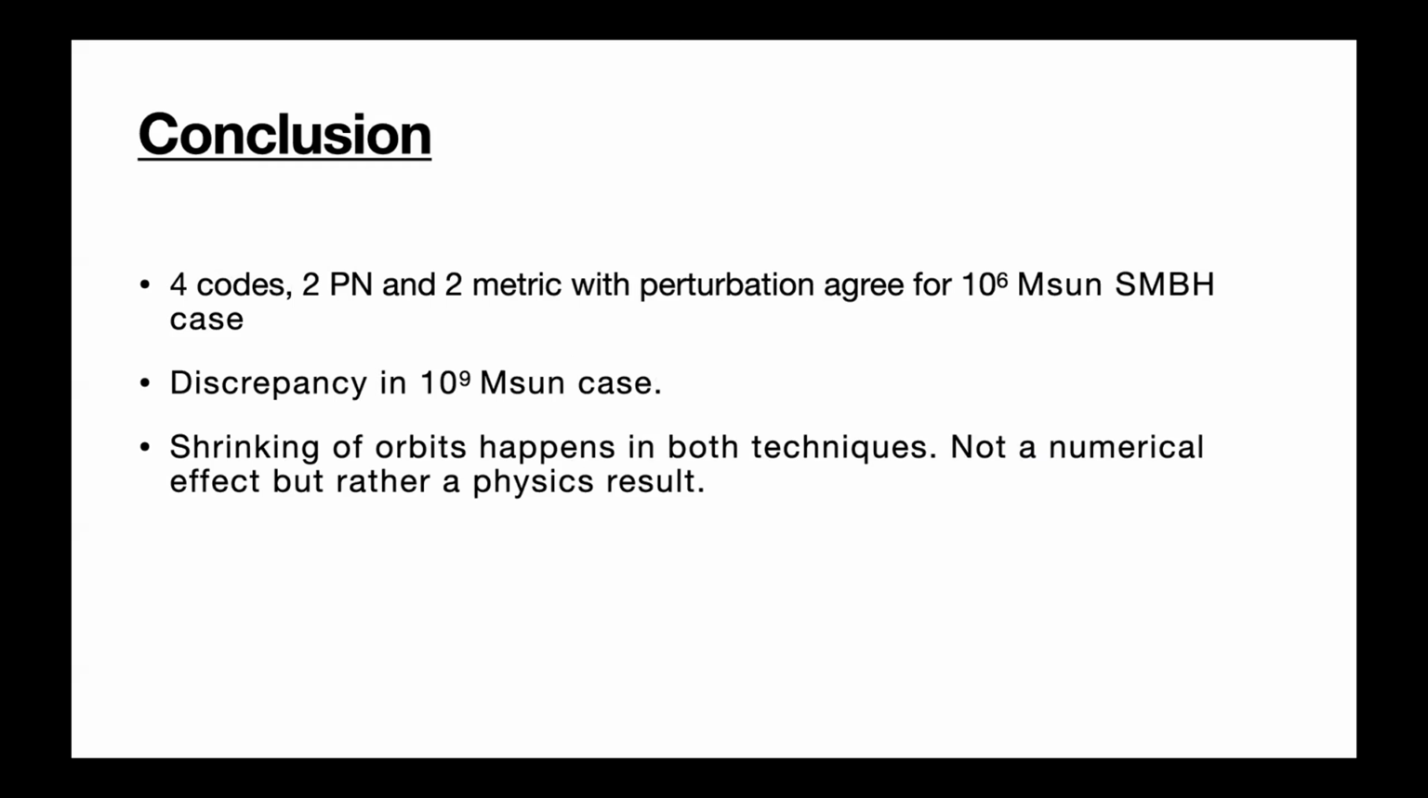So in conclusion, we compared 4 different codes, 2 post-Newtonian and 2 metric with perturbations, and we find they agree pretty well for the 10 to the 6 solar mass black hole. But for 10 to the 9 solar mass black hole, there is discrepancy, and we see this shrinking of the orbits, which takes place in almost all these codes, but the model becomes eccentric in the metric with perturbation code, but it stays circular in the PN codes. Yeah, thank you.